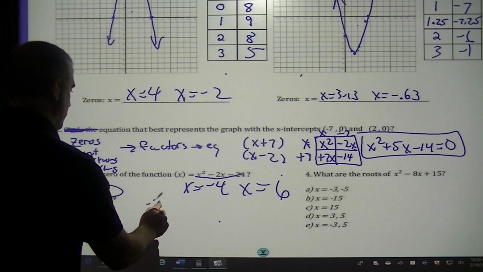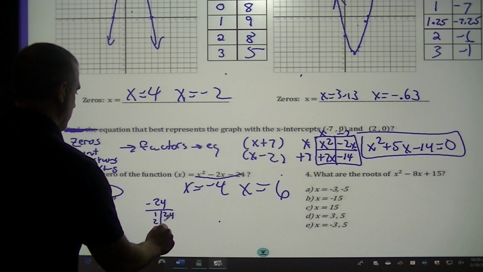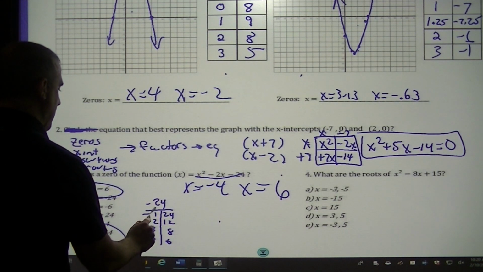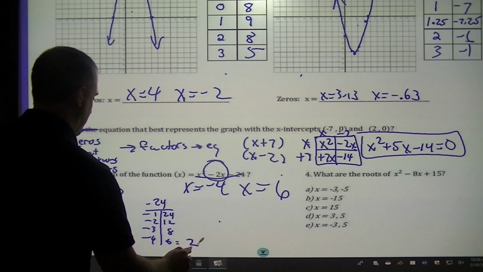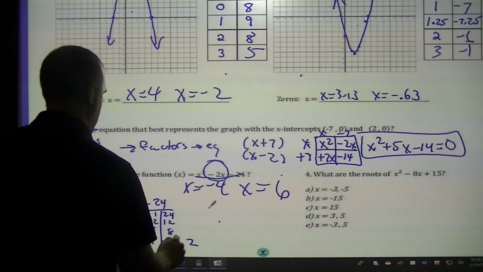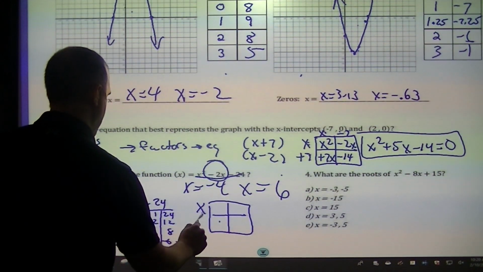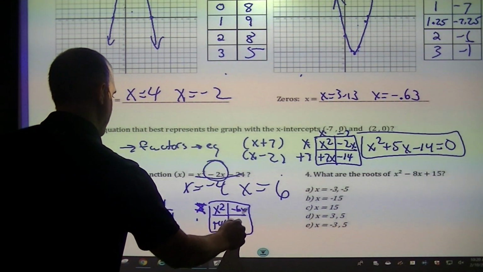So that would be negative 24. You find the factors of negative 24: 1 and 24, 2 and 12, 3 and 8, 4 and 6. One side will be negative, looking for the set that adds up to negative 2. This adds up to positive 2, so I switch those. So I have x squared plus 4x minus 6x minus 24.